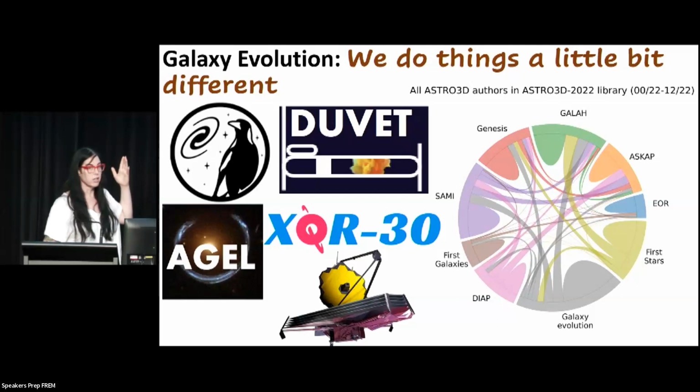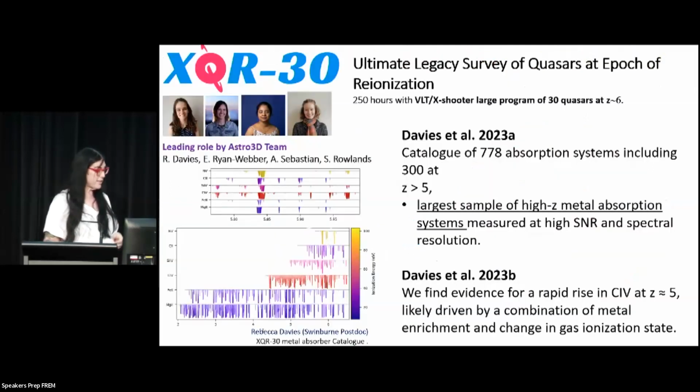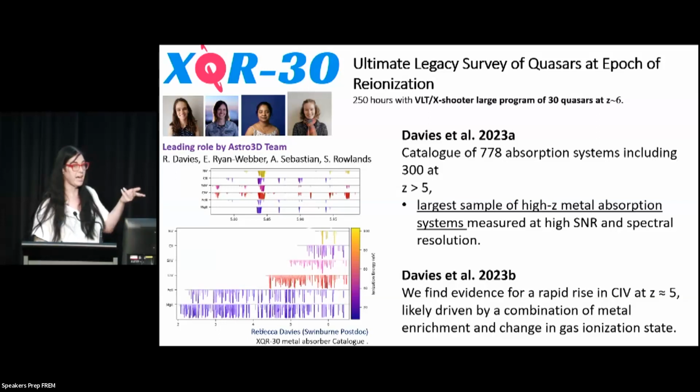This is basically an overview of overview talks, and so I'm really going to talk more about how we do things. So XQR30 is a VLT large program using XShooter, and the people at Swinburne are doing a significant fraction of the work. That's largely Emma Ryan Weber, who we just heard from. Her group leads this, and Rebecca Davies, postdoc at Swinburne, has produced the catalog of something like 800 absorber systems.